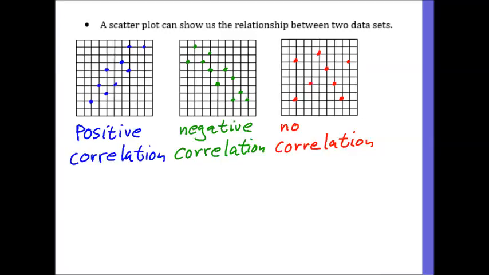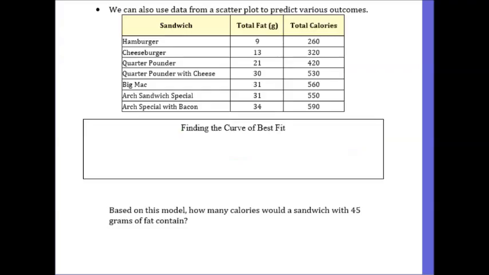How can we use a scatter plot? We can use it to predict various outcomes when we are given a certain set of data. Like in this table here, where we have the total grams of fat in a certain type of sandwich and the corresponding calories that the sandwich contains. In order to do that, we usually use our calculator, and therefore it makes sense for us to remember the steps on the calculator, and I will note them down for you just now.